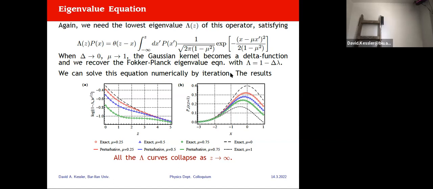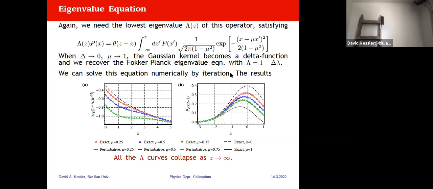Unfortunately, we have a much harder problem. We have this integral operator. You can't look it up, not as far as I know, so we have to do it ourselves. First of all, you can solve it numerically. You just put down a grid, put down P, put it in here, and iterate that equation until it converges, and that works, and you can get data.